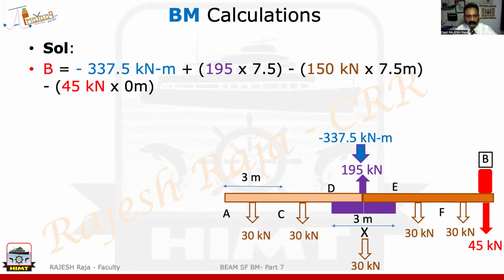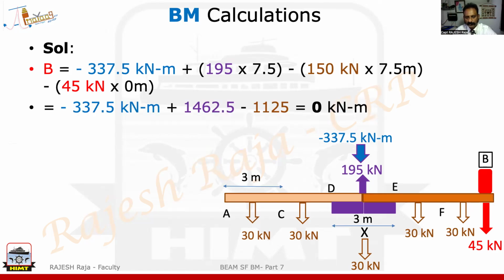Then at Foxtrot, let us see. Principle is similar. This time I've taken complete forces, and this is the shortcut method. I've shown you clearly the shortcut method here. I'm standing at Bravo. I have a reaction moment of minus 337 still existing. 195 into 7.5, 150 into 7.5. Your 45 is 0. Why? Because it is exactly at Bravo. I'll get an answer called 0.